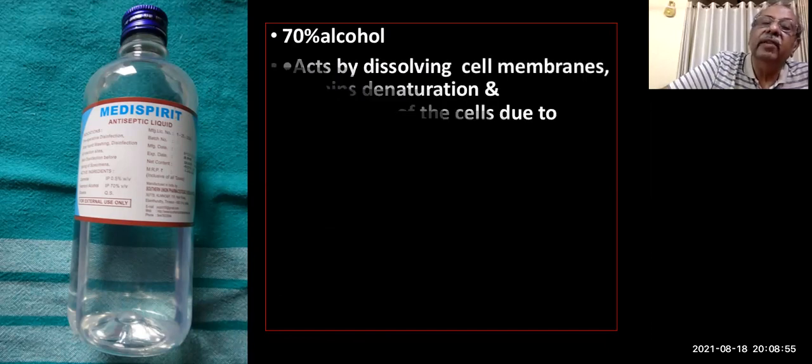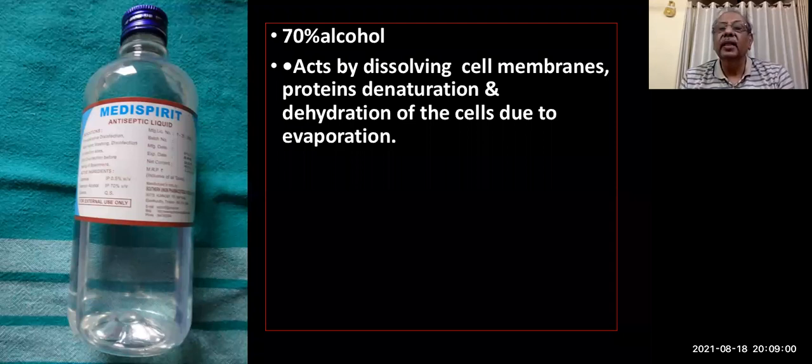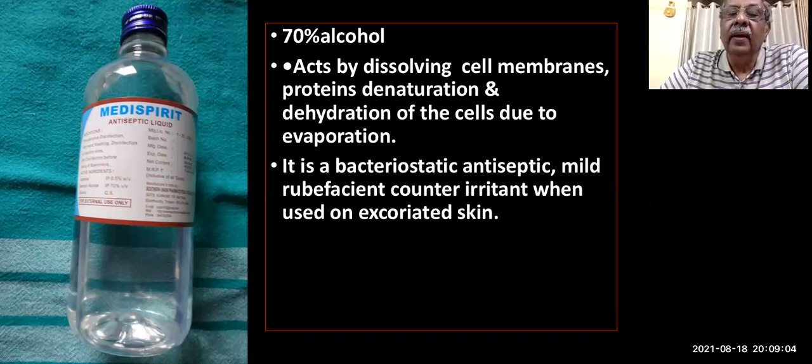What is spirit? It is 70% alcohol. It acts by dissolving the cell membranes, proteins, denaturation and dehydration of the cells due to evaporation. It is a bacteriostatic antiseptic, mild rubefacient counter-irritant when used on the excoriated skin. The main thing you have to know is 70% alcohol. Even against viruses, COVID-19, they always advise 70% alcohol. Your sanitizer should contain 70% alcohol. If it is less, that is not effective.